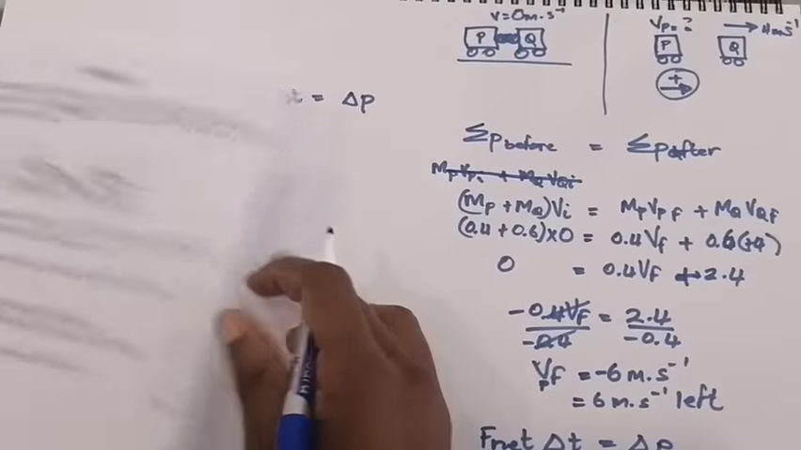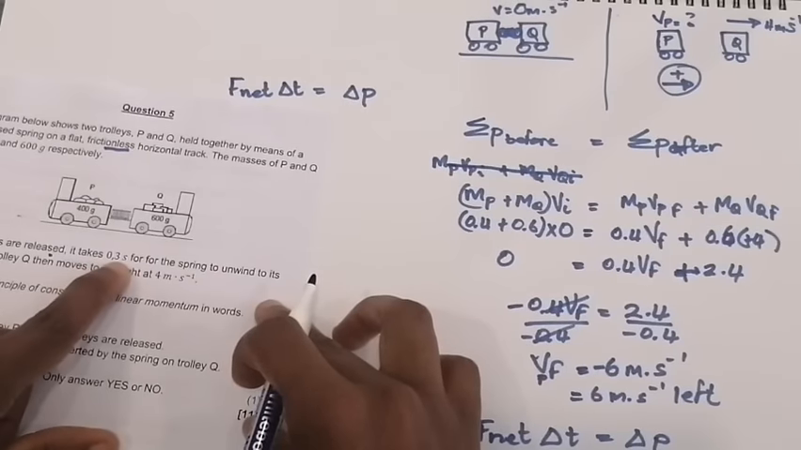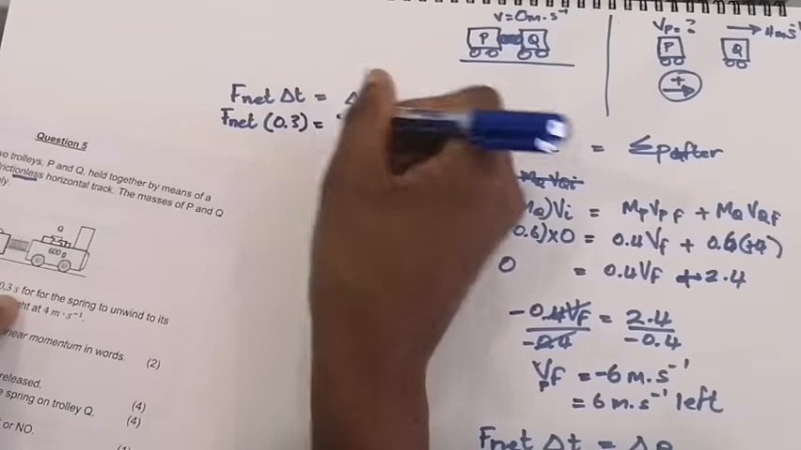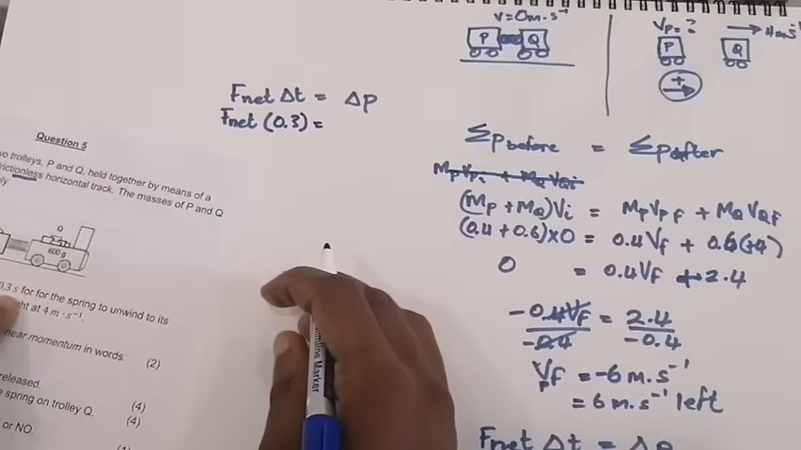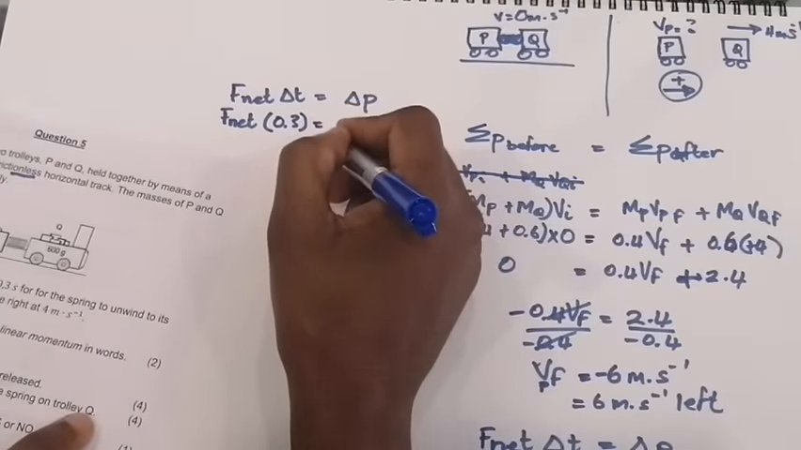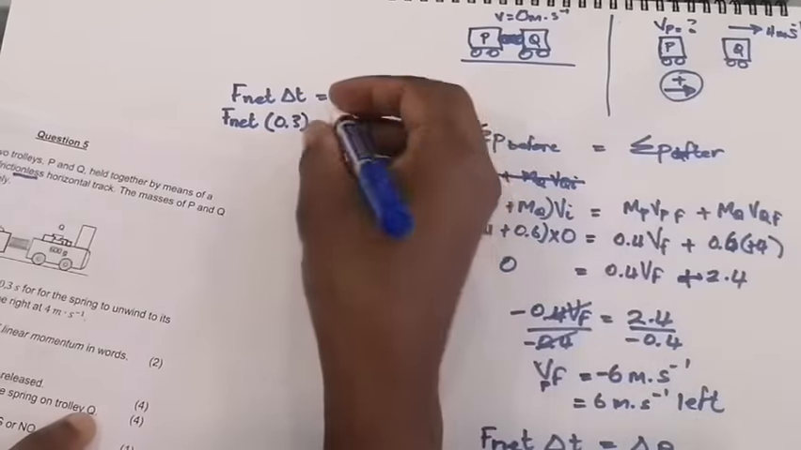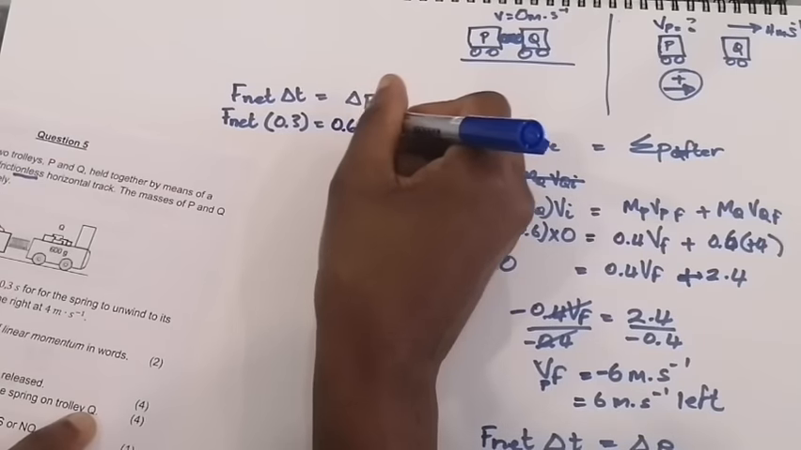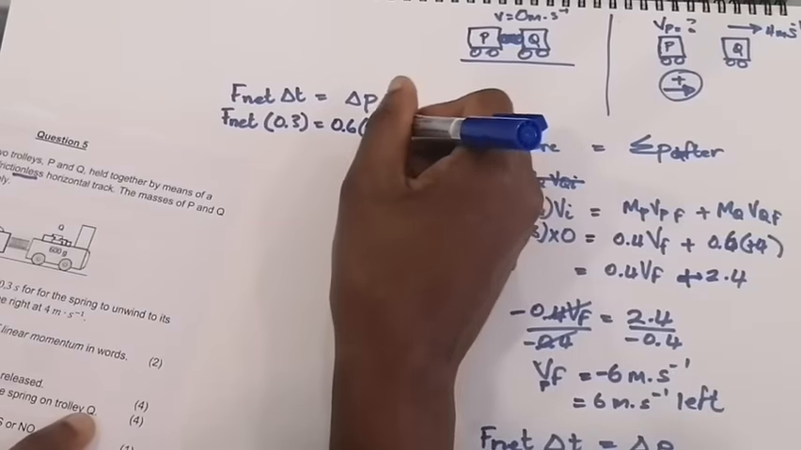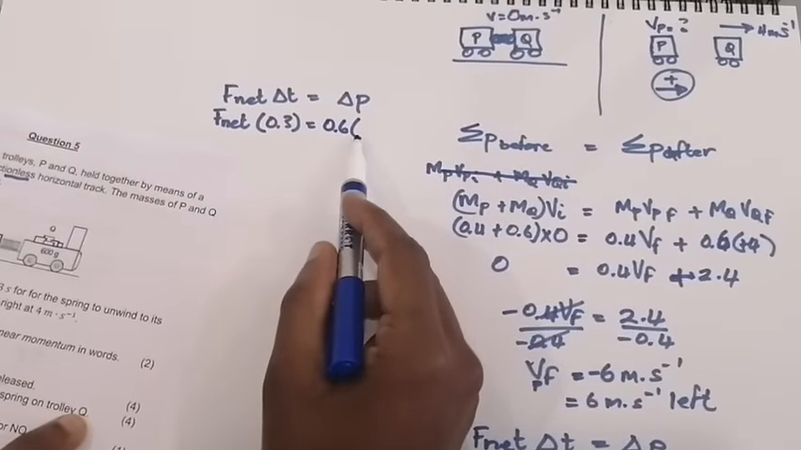If you remember what they said to you earlier on, it takes 0.3 seconds for the spring to unwind. So the time that it takes there is 0.3, we were given that. And then what is the change of the momentum? I'm going to focus on Q. The change in the momentum of Q, the mass of Q is 0.6. Please note it's VF minus VI. What's the velocity of Q final?